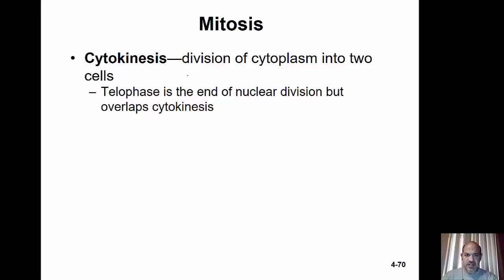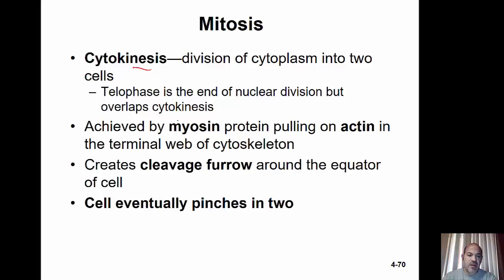So here's a definition of cytokinesis: division of cytoplasm into two cells. It's actually not considered technically part of mitosis itself. Cytokinesis is going to occur, or begin to start happening, during telophase. So when the nucleus is dividing and you're having two new complete nuclei forming, you also have cytokinesis occurring at the same time.